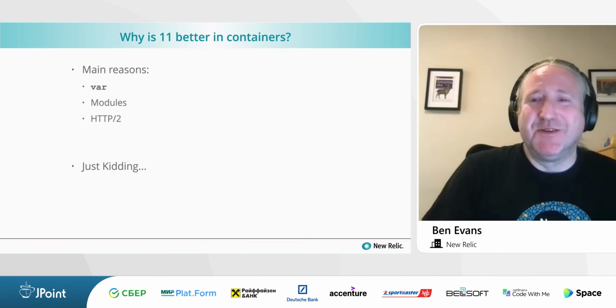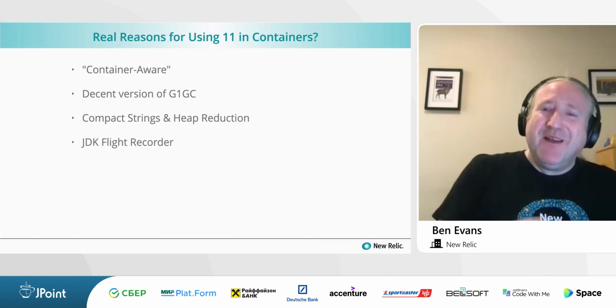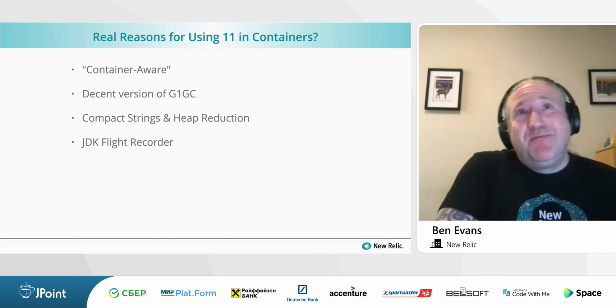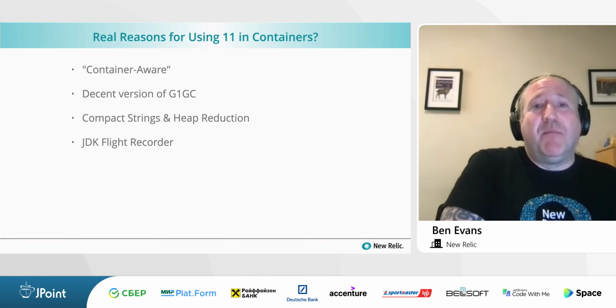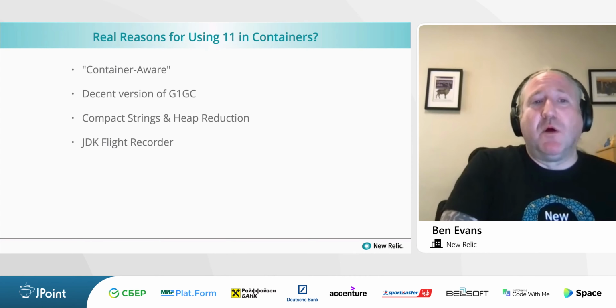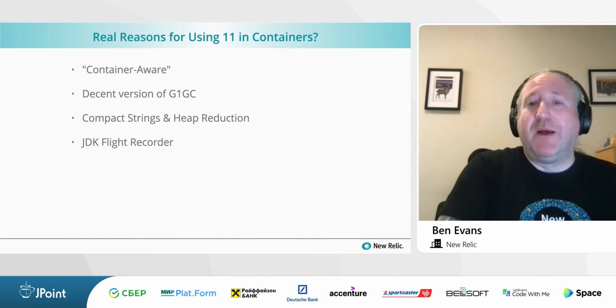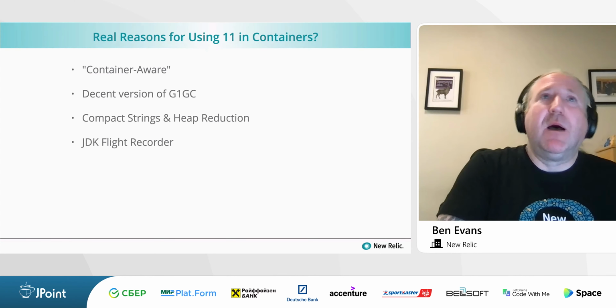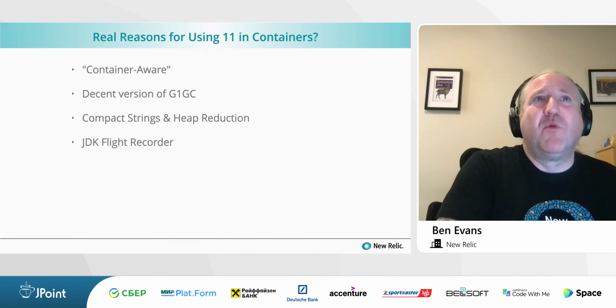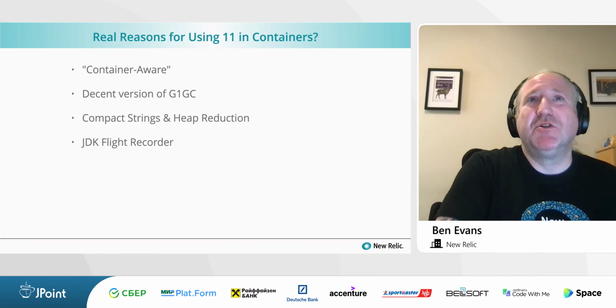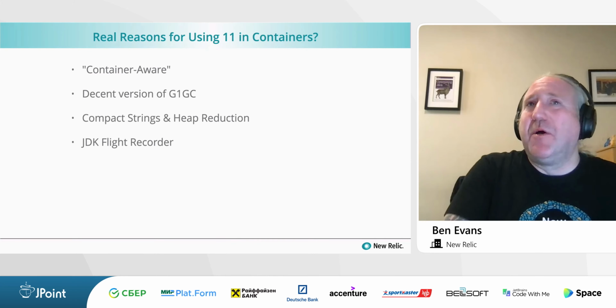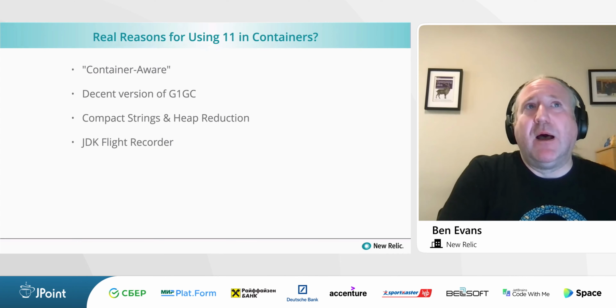So what is the real reason? Joking aside, I think it's really four things. I think there are four things that help us understand why using 11 is such a good idea. First of all is what I'm going to call container awareness. We're going to talk about that next. Then I've got to say we should talk a little bit about the G1 garbage collector. And then moving on from that, also talk about compact strings, heap reduction, and I'm going to put enhancements in there as well. And then finally, we're going to talk about JDK Flight Recorder.